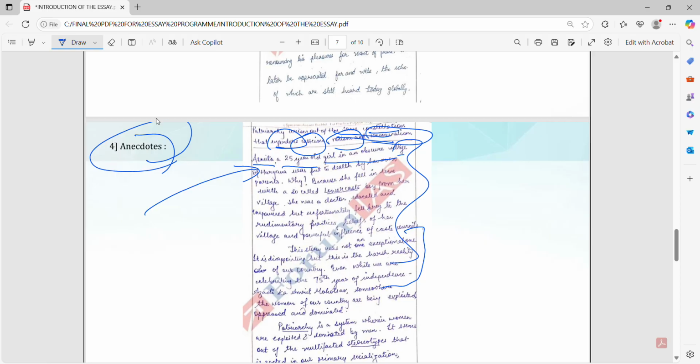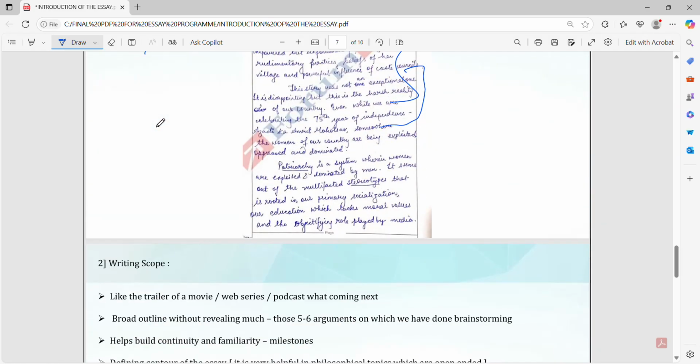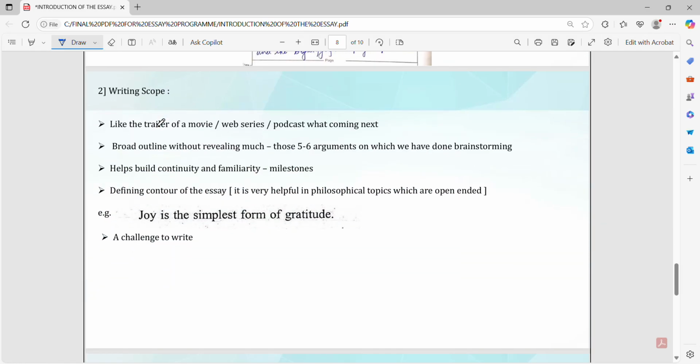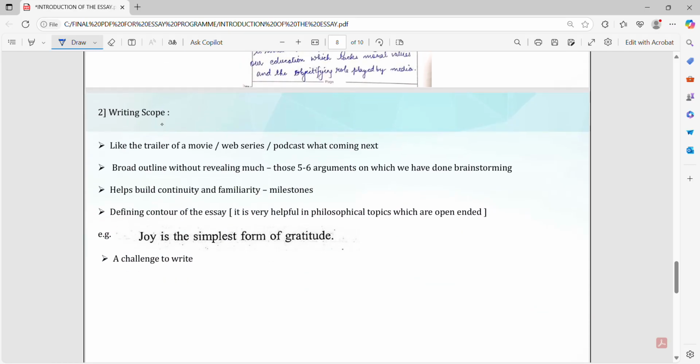And these are examples to write the introduction. Then writing the scope. What is writing the scope? Okay, we are not missing anything. Writing the scope.